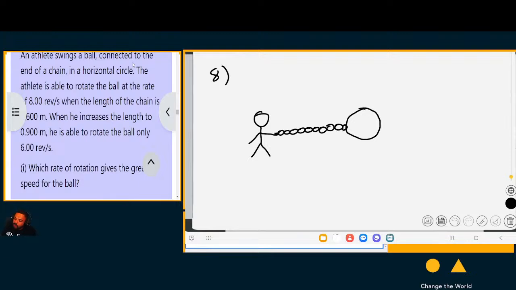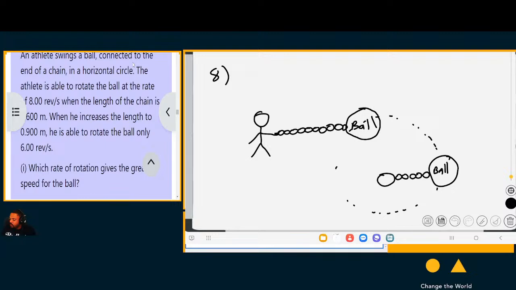And he begins to swing it horizontally, in a horizontal circle. Meaning, if you were to look at the top of Sticks' head, this would be Sticks' head, this would be the chain from his hands, and this would be the big ball. Sticks is swinging this ball in a circle around himself. Now, they tell us that this athlete is able to rotate the ball at a rate of 8 revolutions per second.